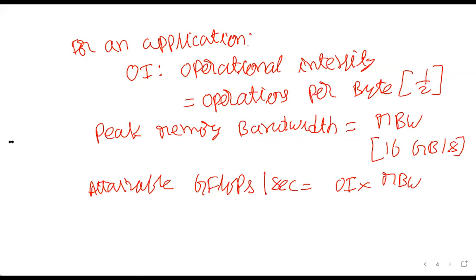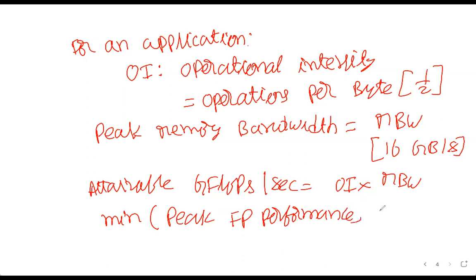Because of that, we write attainable gigaflops per second as the minimum of peak FP performance, comma, OI times MBW. Are you all with me here? This is the first step. You all understand what operational intensity is?